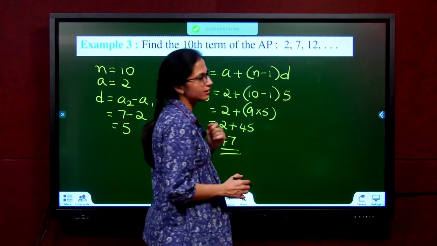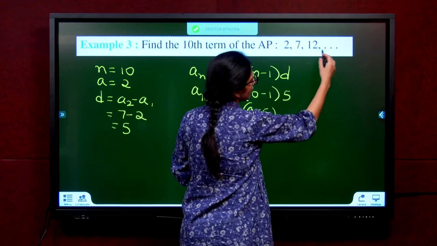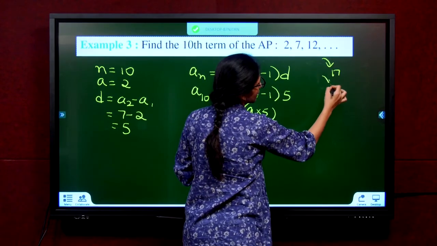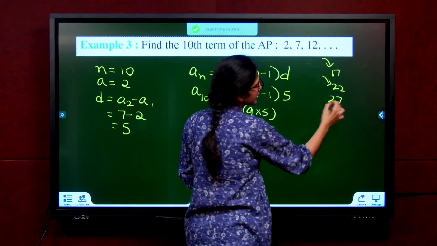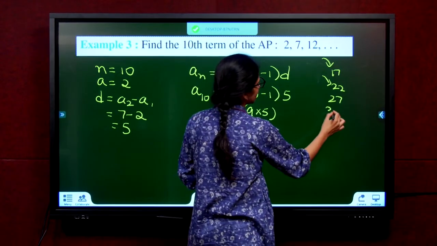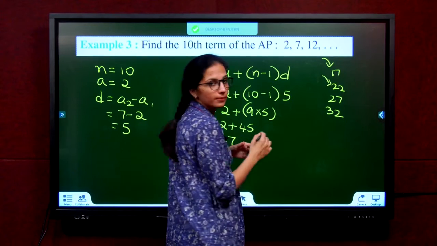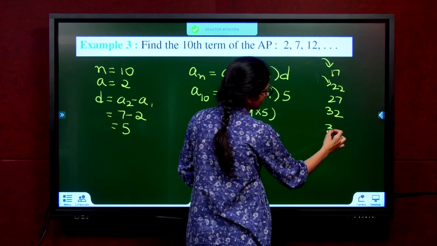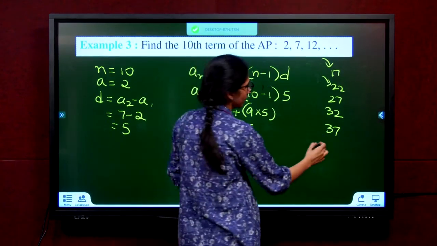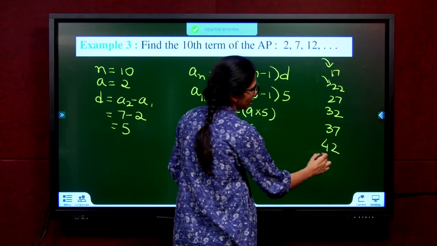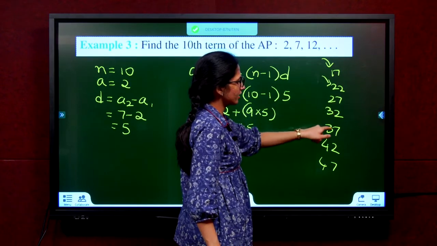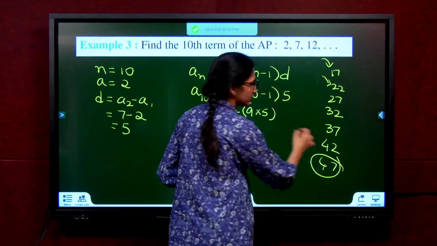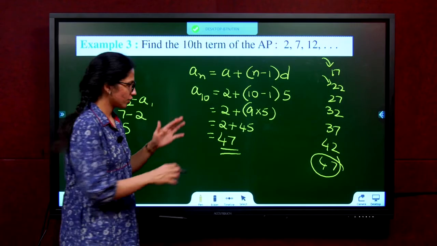You can check and go. 2, 7, 12 is there, no? See here. Plus 5 you add, 17. Plus 5, 22. Plus 5, 27. Plus 5, 32. Plus 5, 37. Plus 5, 42. Plus 5, 47. Count. 1, 2, 3, 4, 5, 6, 7, 8, 9, 10. 47. 10th term. You don't have to verify.